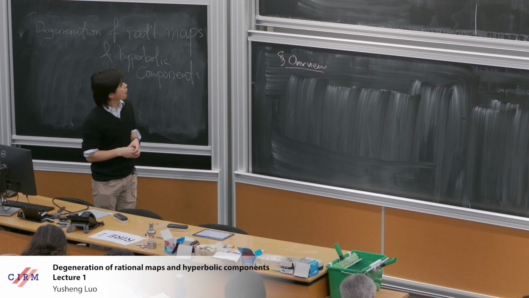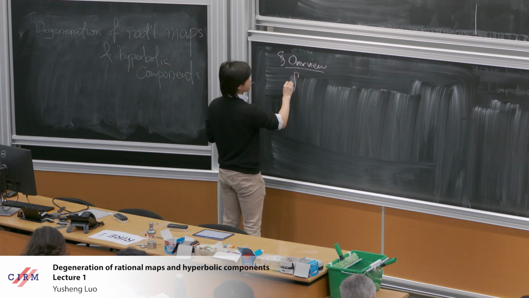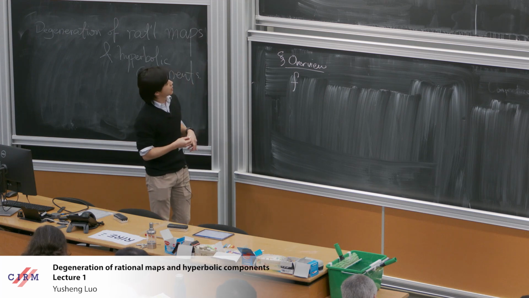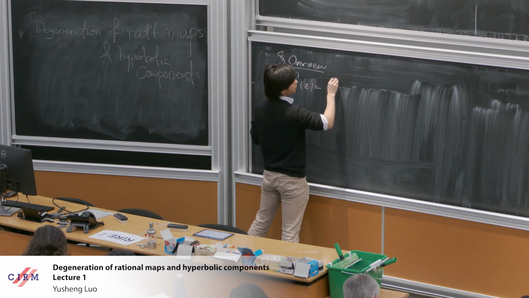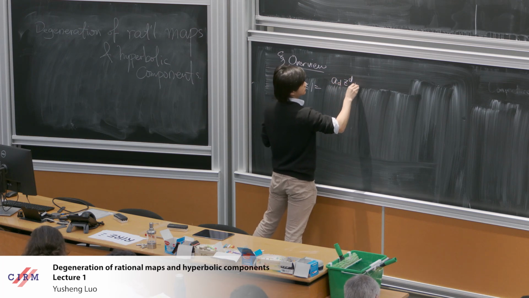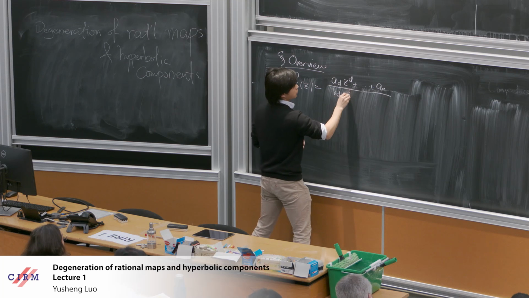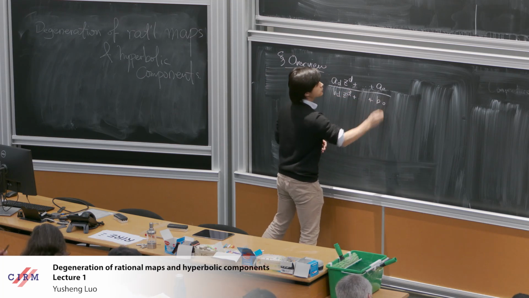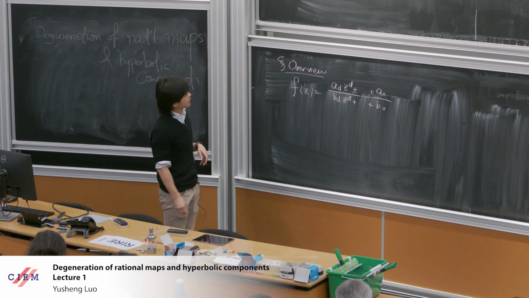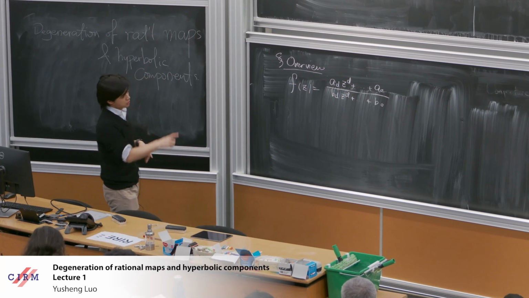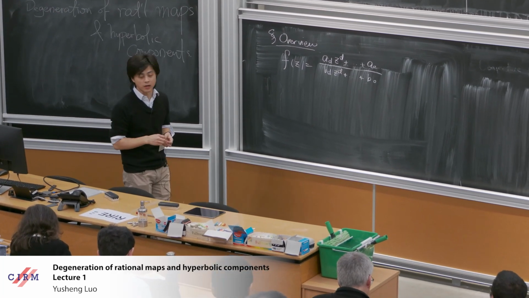All right, so we are interested in one complex dimensional rational maps. A rational map for me is always a map on the Riemann sphere. So it can be written as the ratio of two polynomials, where all the coefficients are complex numbers. The maximum degree of the two polynomials is d, and we do not have any common factors.